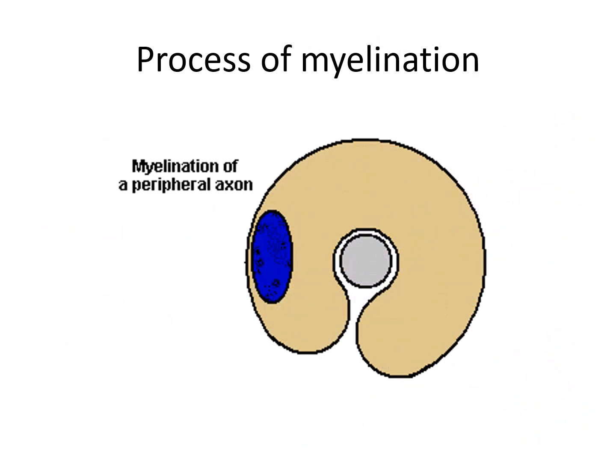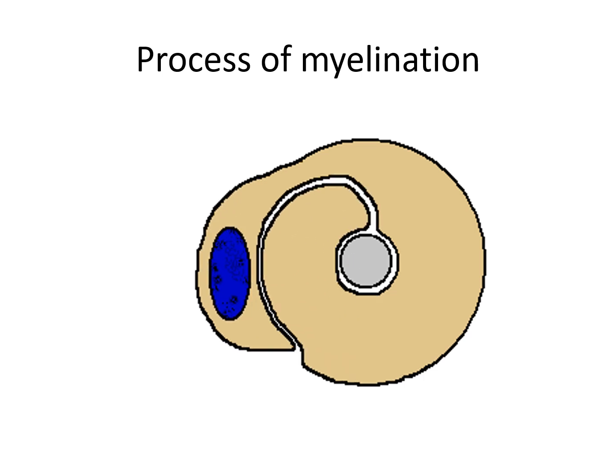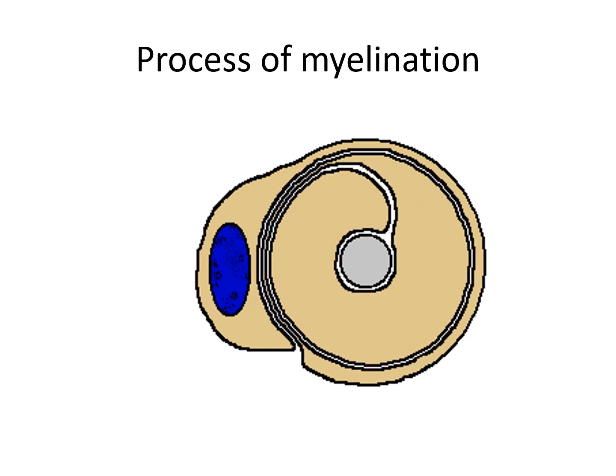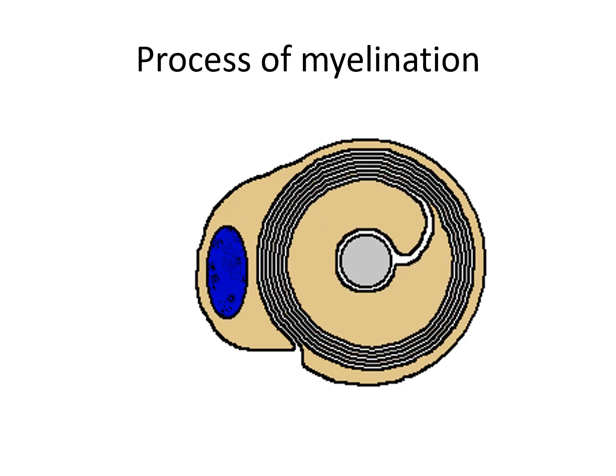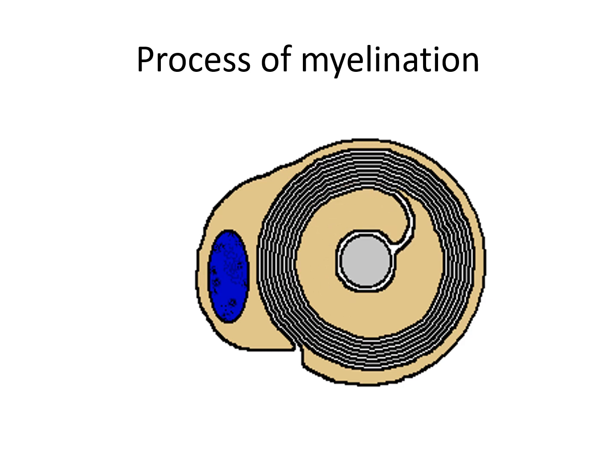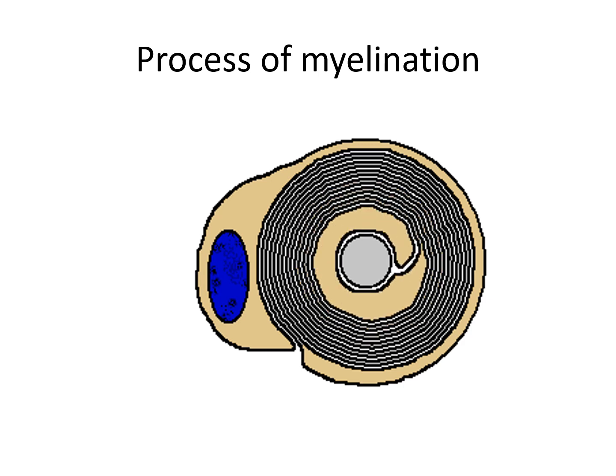So here the process of myelination. So myelination, this is the Schwann cell and here you can see the axon. So the part where it actually initiates the myelin sheath is called mesaxon. Now the process of myelination usually happens this way. The animation is very nice. It actually shows how the myelin sheath is covering the axon. So this way it happens.